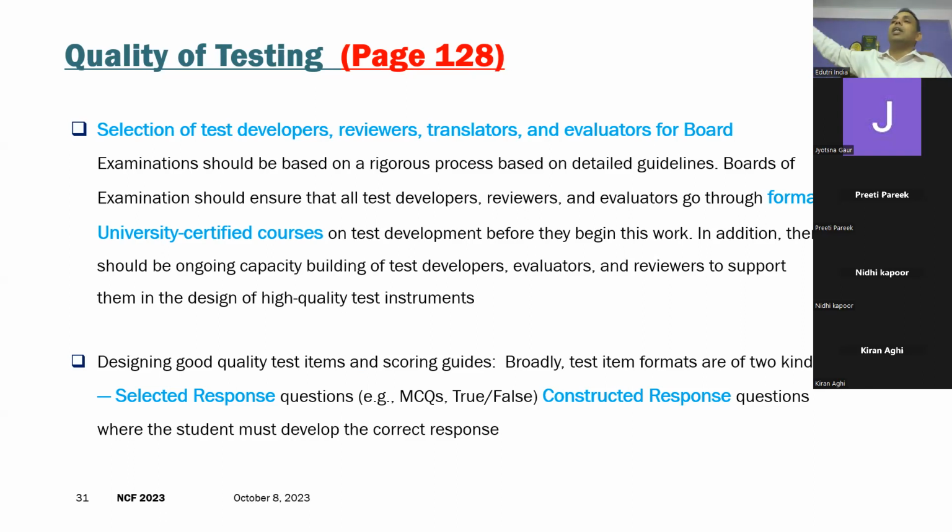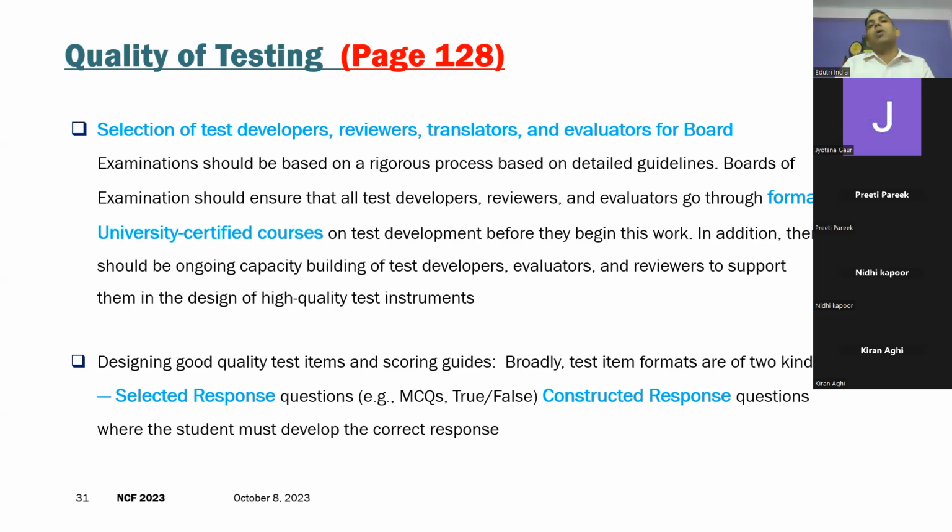And NTA or CBSE will call you. You go prepare the question set in the software. If you are a reviewer, somebody else has prepared the questions, you have to review those questions. If you are a translator, you have the certificate of translator, somebody else has prepared the question in English, you can translate into Hindi. If you are an evaluator, then you will be called for checking and all that process.